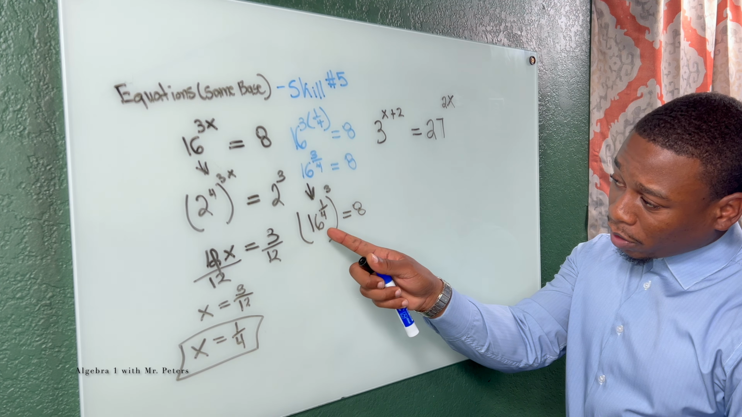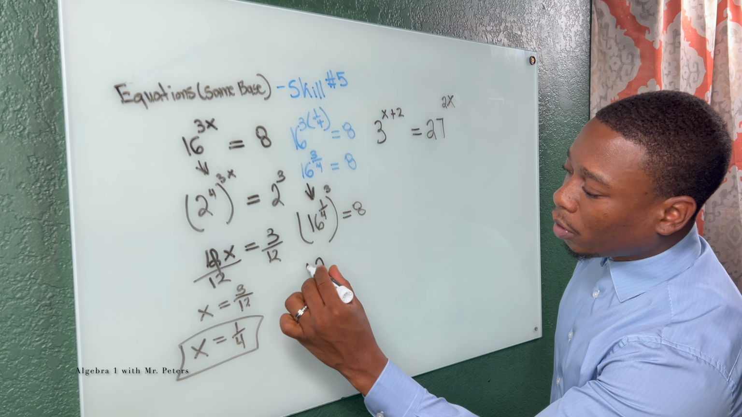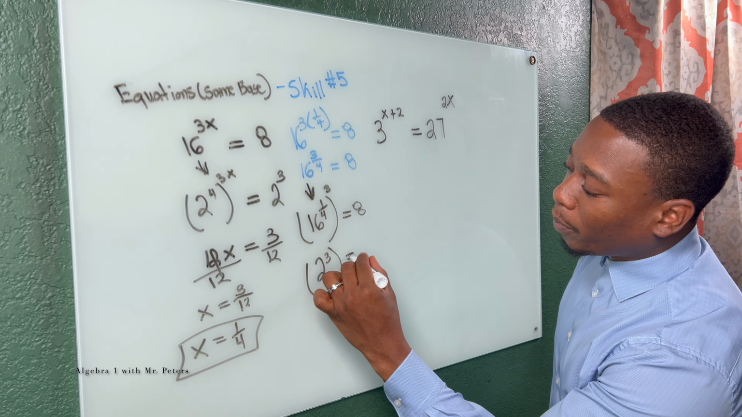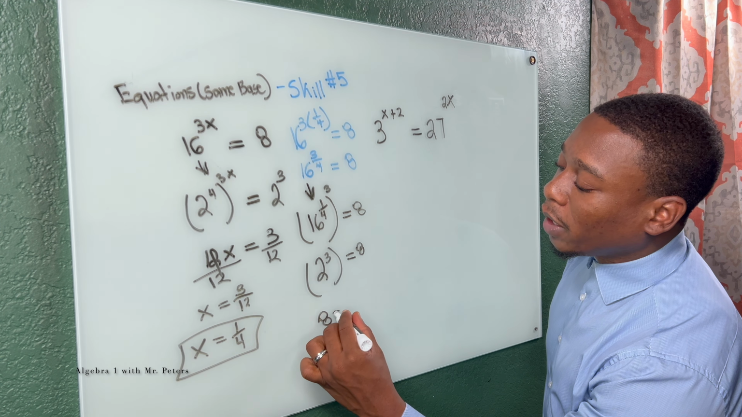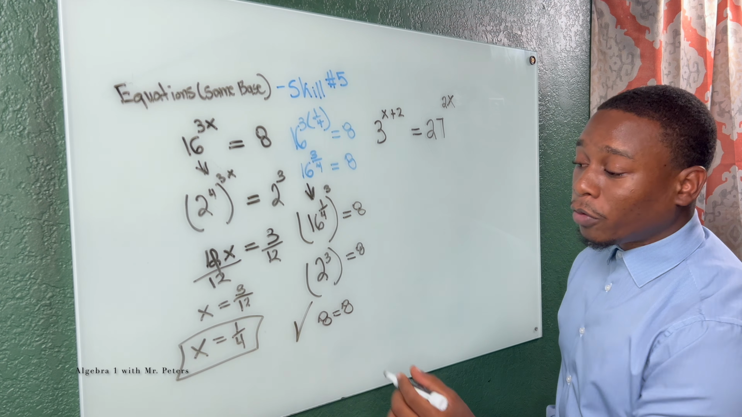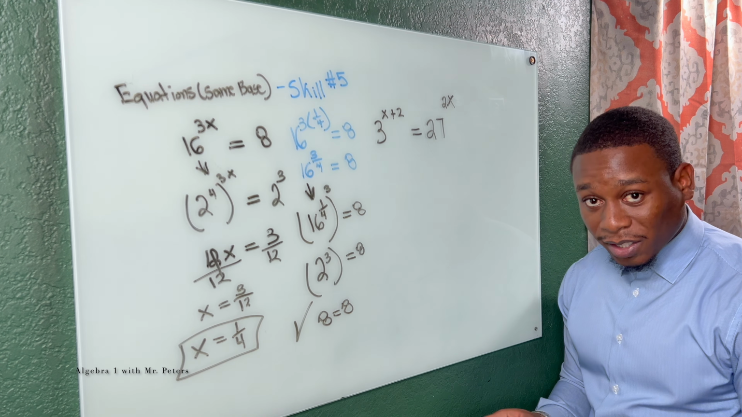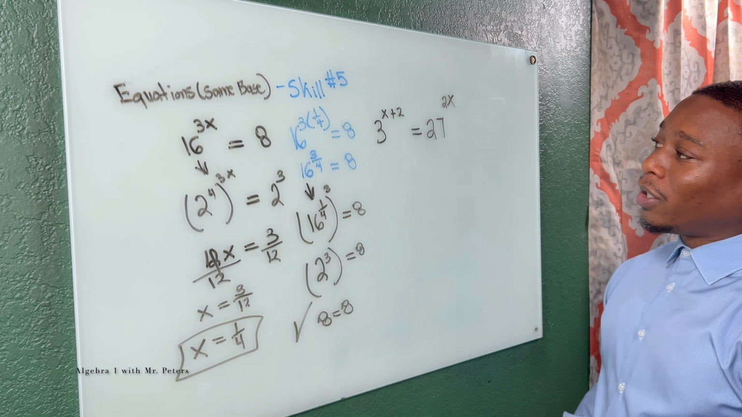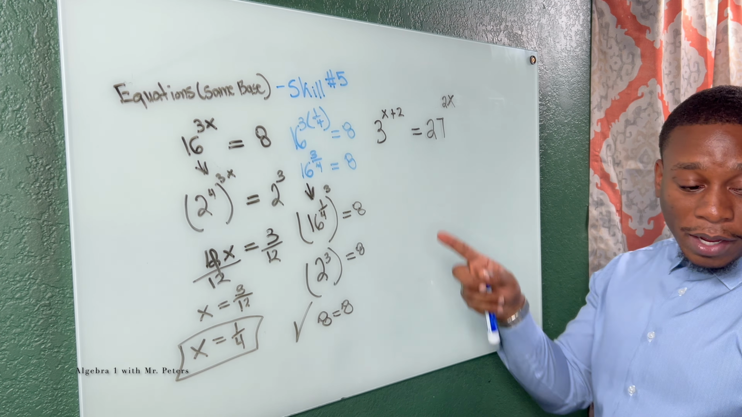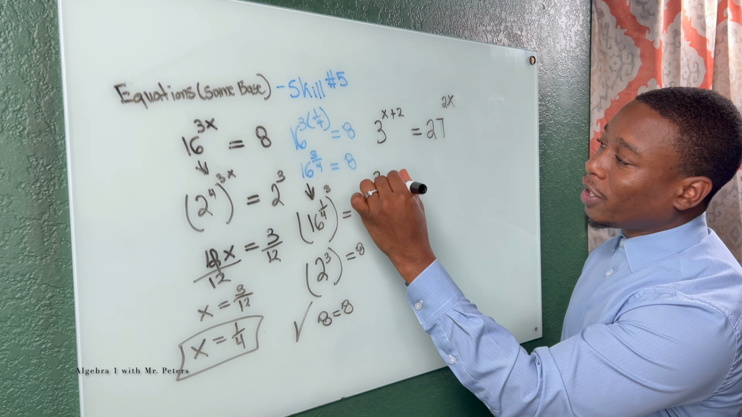Well, we know the 4th root of 16 is 2. And when we take 2 to the 3rd power, this is going to be equal to 8. So we solved and checked that answer. We know x is 1/4. Now in the last example, we don't have to rewrite this base, right? So this stays the same.